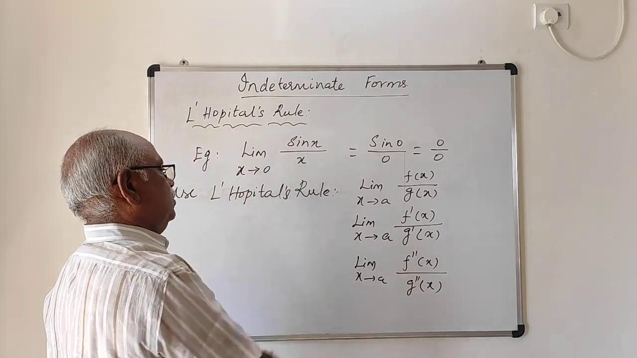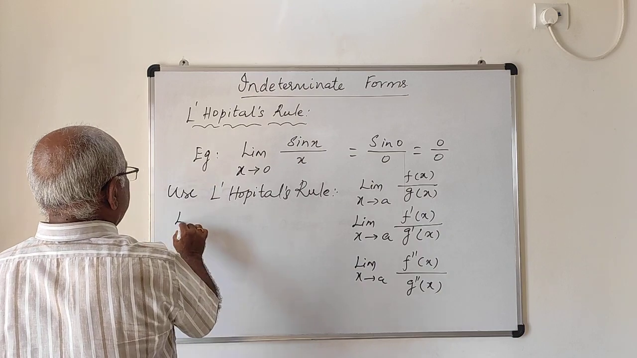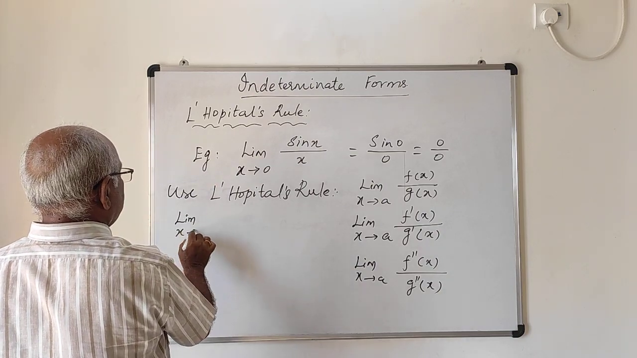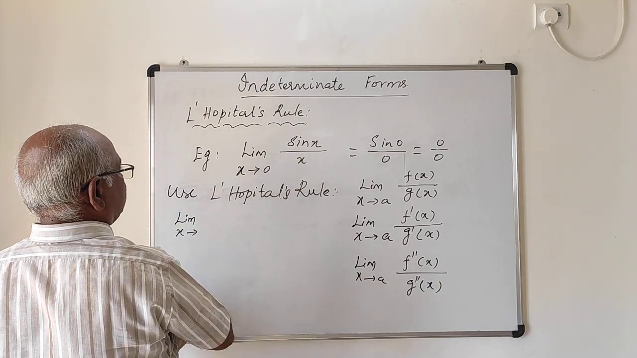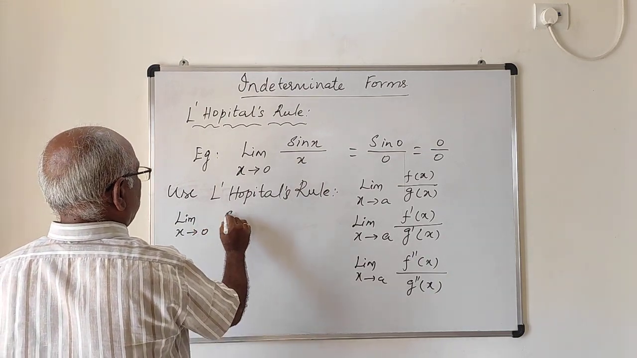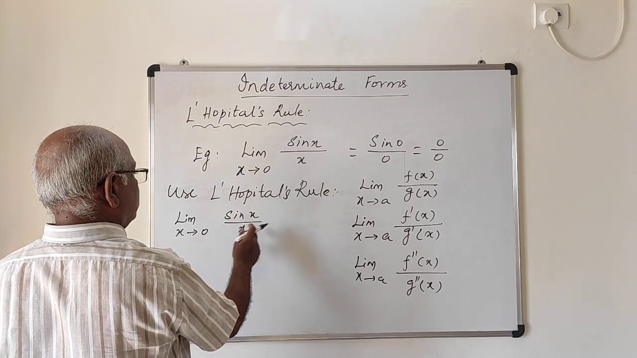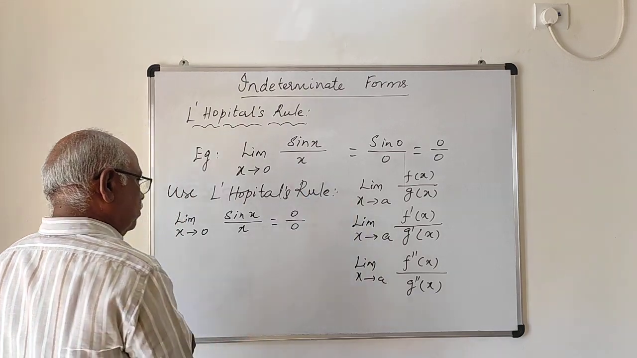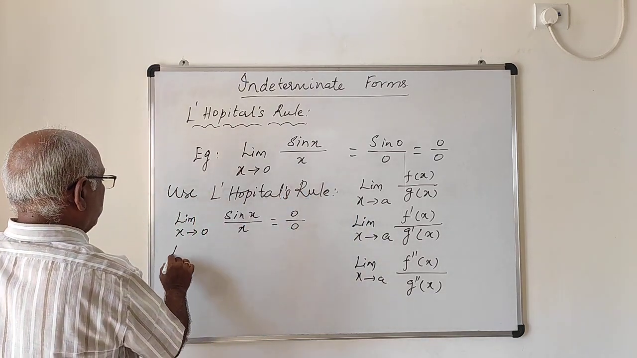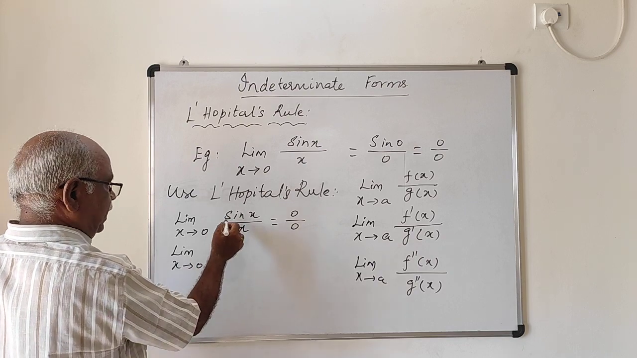This is L'Hopital's rule. Now for our function, in this problem, limit x tends to 0 of sin x by x. After applying the limit, you will get sin 0 by 0. This is 0 by 0, an indeterminate form. By L'Hopital's rule, you have to differentiate the numerator function and the denominator function separately.